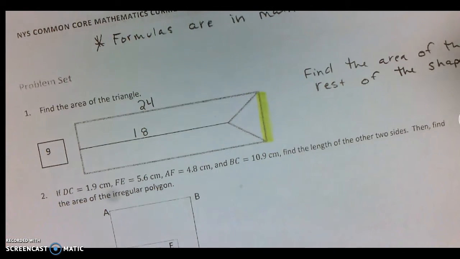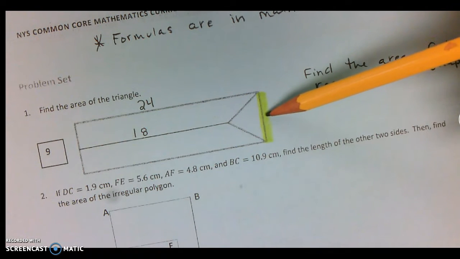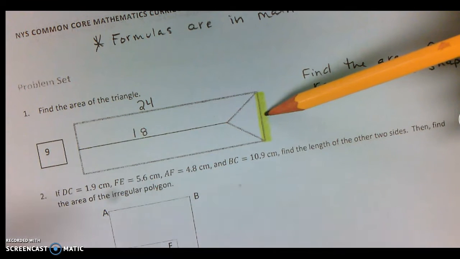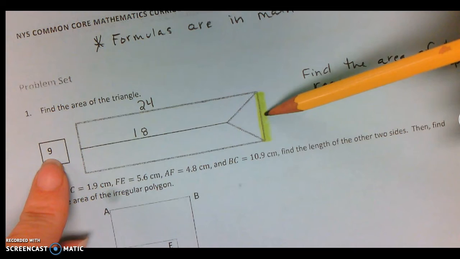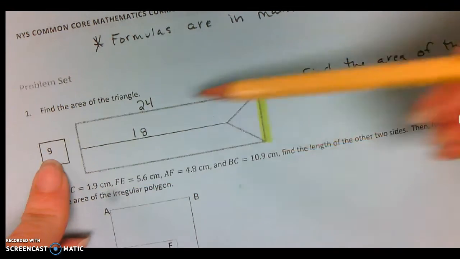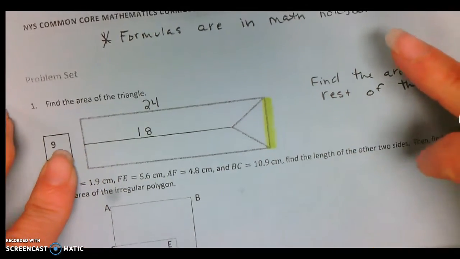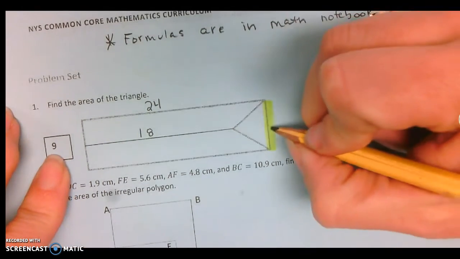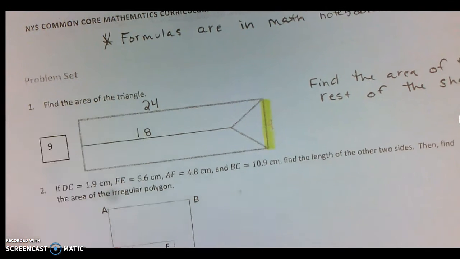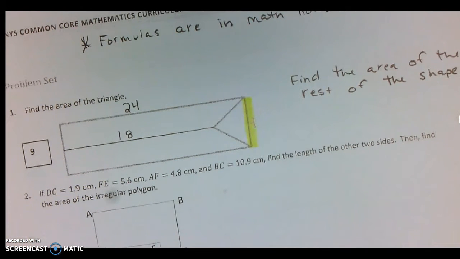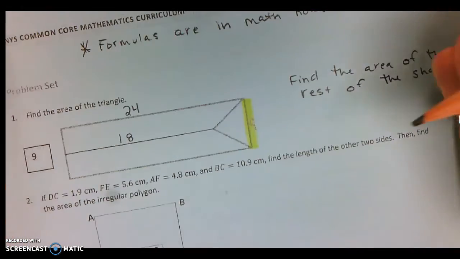Where could I find the information that would be the measurement for that side? Well, over here, it tells me that this side is 9. What I know about this big rectangle is that if this side is 9, the opposite side is also 9. So this would be 9 over here.